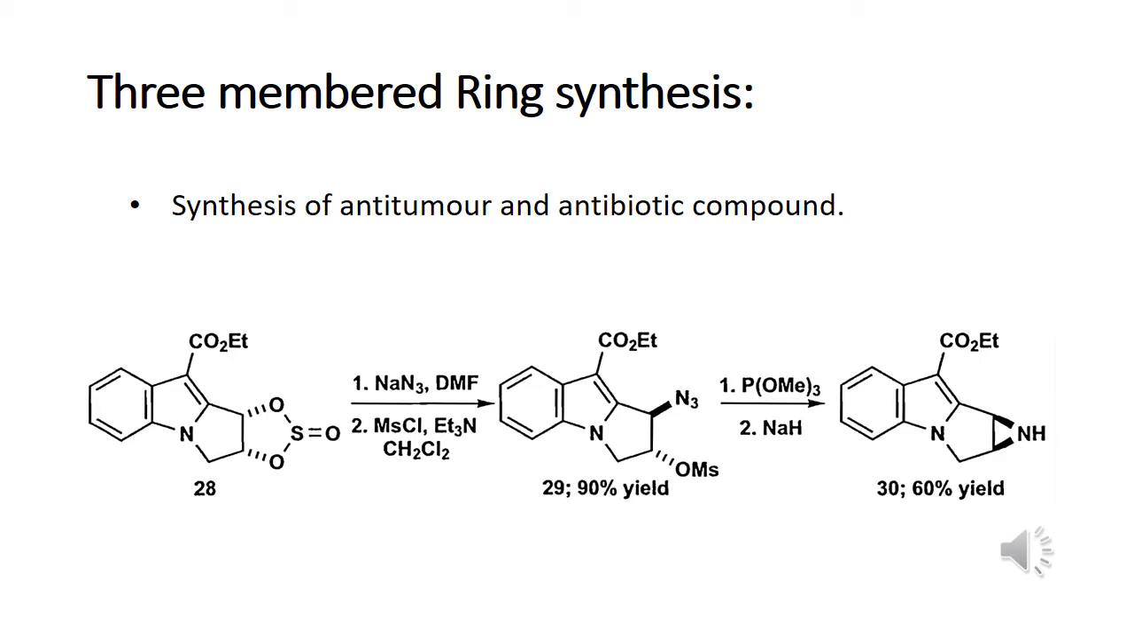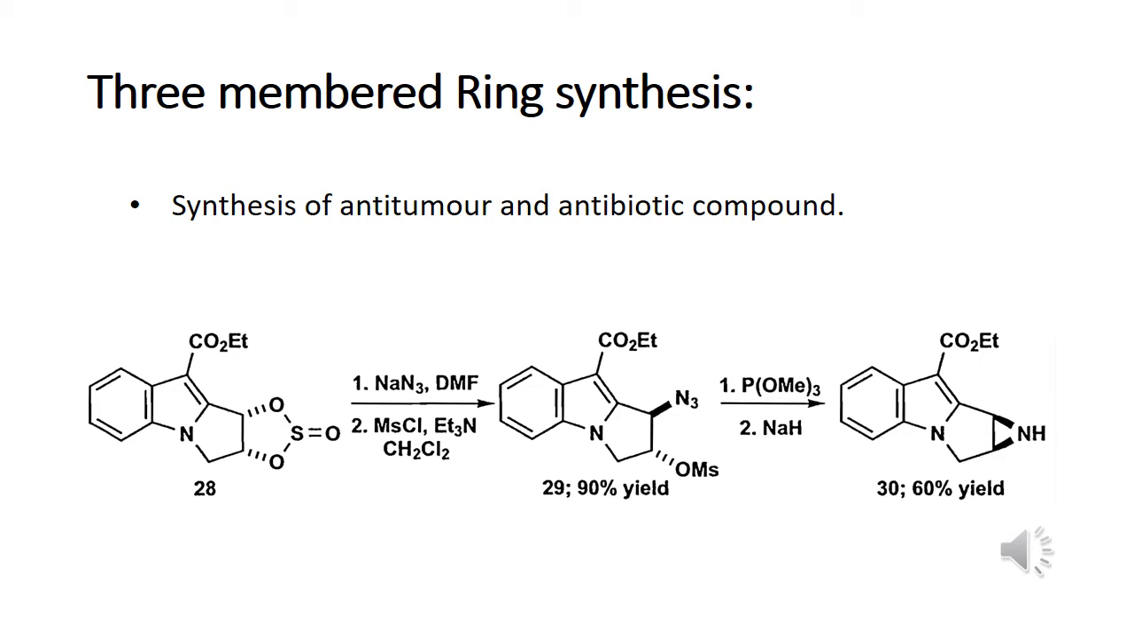Here we are going to discuss the synthesis of an anti-tumor and antibiotic compound. The active region of the anti-tumor and antibiotic compound here is the aziridine, the three-membered cyclic compound. You can see in product 30 the three-membered cyclic compound with NH, that is the aziridine. This aziridine compound gives the anti-tumor or antibiotic activity in the entire compound.